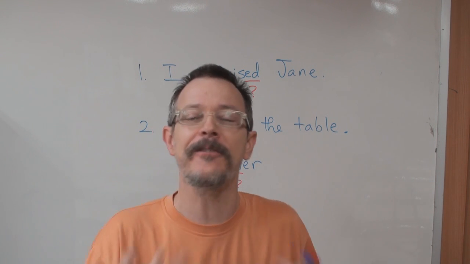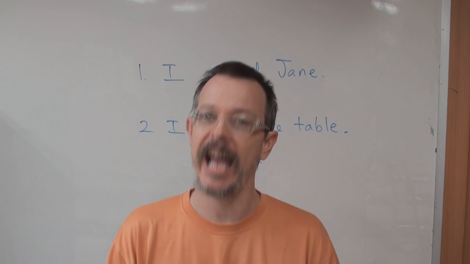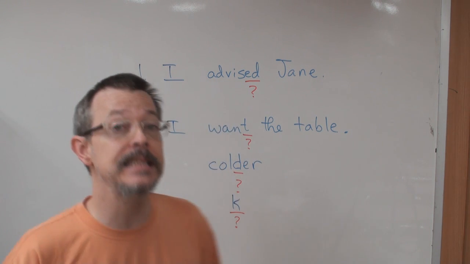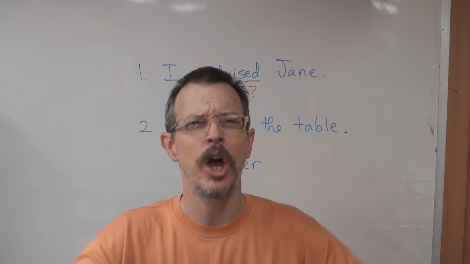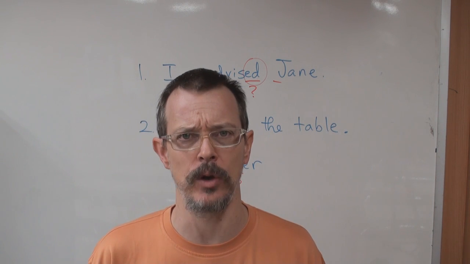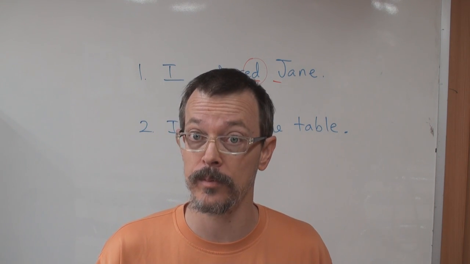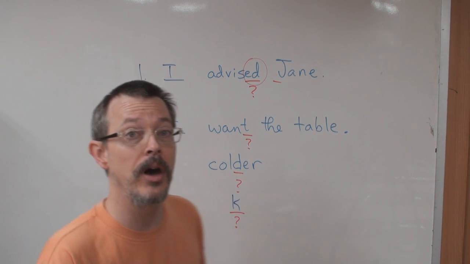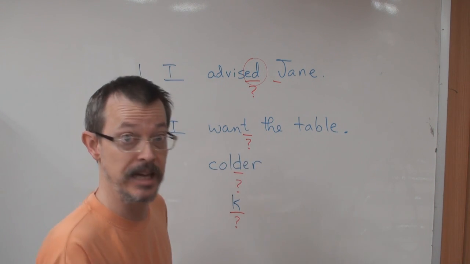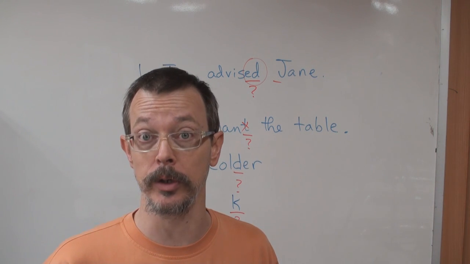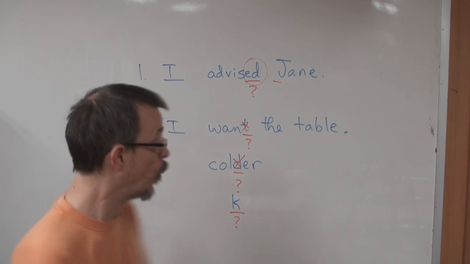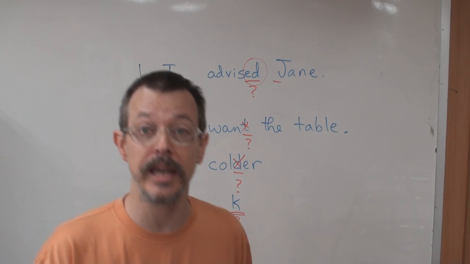Hello. This is my first question from Vietnam, so I'm very, very happy. This person has two questions. Number one, "I advised Jane." And the person asks, if I say the D sound, it's difficult to pronounce the J sound. So I guess I can cancel the sound. And number two, "I want the table." This person knows many native speakers cancel the T. Is that correct? Same thing with "colder." Sometimes native speakers cancel the D. Is that correct? And what about the K? Can we cancel the K?